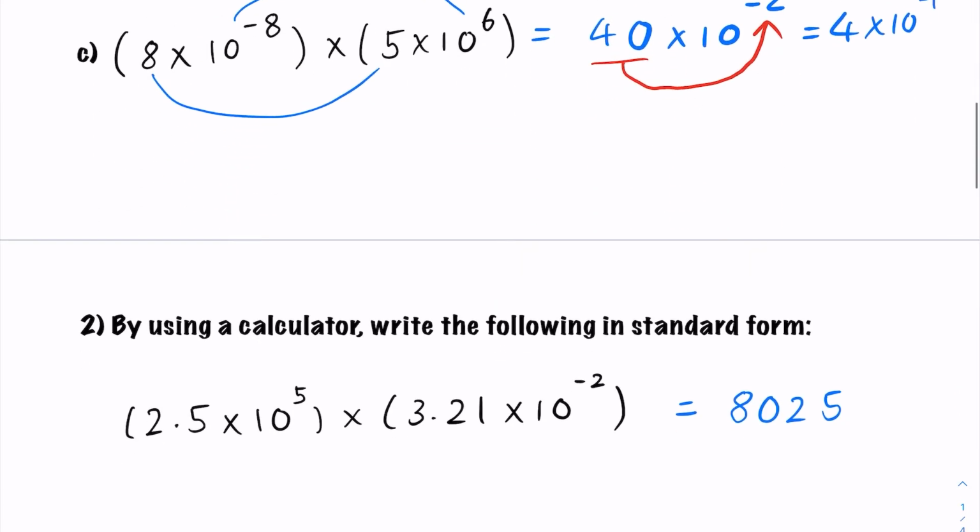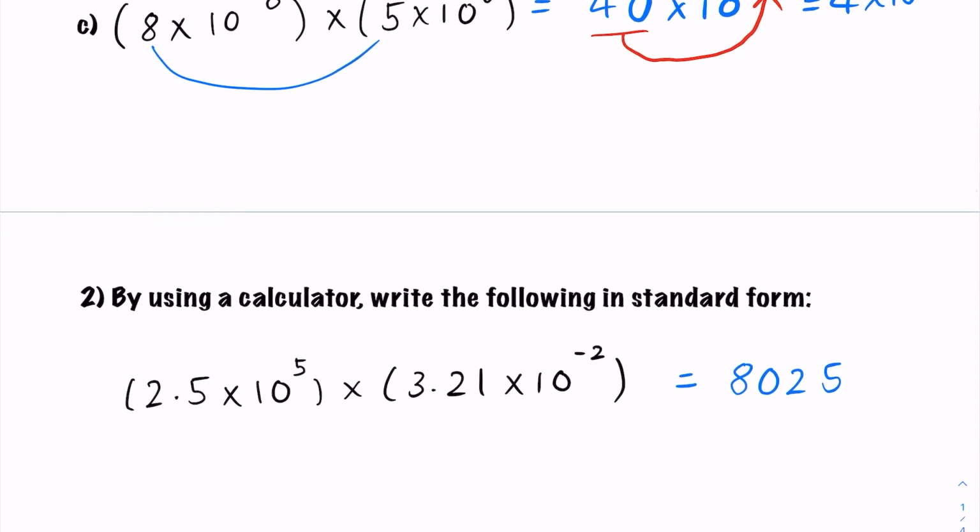Okay, by using a calculator, write the following in standard form. So we're only going to do one of these. It's a lot easier if you're actually given a calculator, so if this does come up in a calculator paper, by all means just go ahead and use your calculator and type it in as you see it. So you type this into your calculator and the result you would get is 8,025. You can see here that's what we get when we plug that into the calculator. You can double check that if you like. And since they're wanting us to give our number in standard form, we're just going to have to turn 8,025 into standard form.